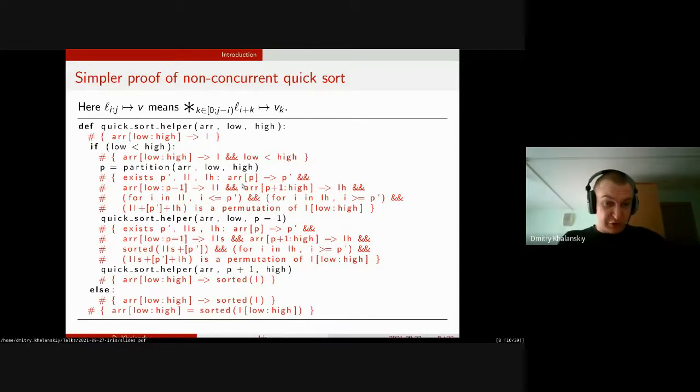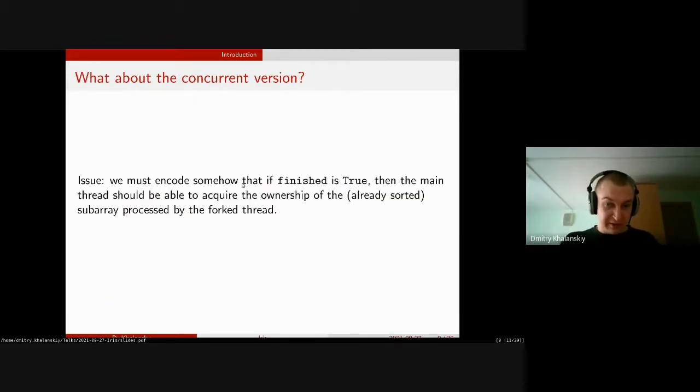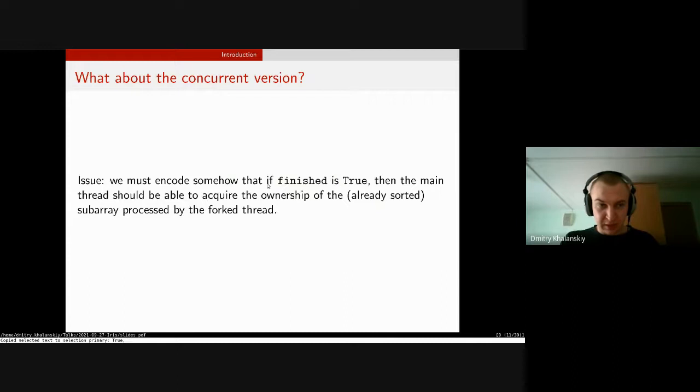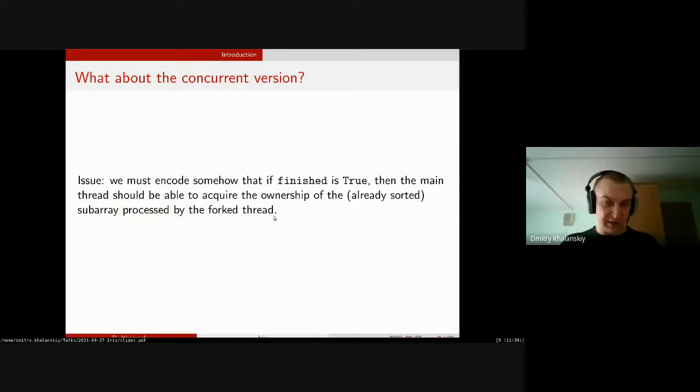And also, as it turns out, the separation logic, as I've shown it, is not really sufficient to prove the concurrent version. Why is it not sufficient? It's not sufficient because we must somehow encode that if the variable finished is true, then the main thread should be able to get back the ownership of the subarray that it has sent for processing to another thread. And we don't really yet have any means of communication between threads.